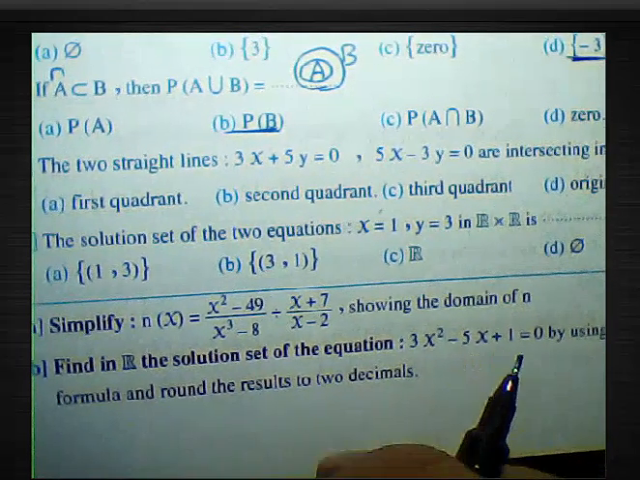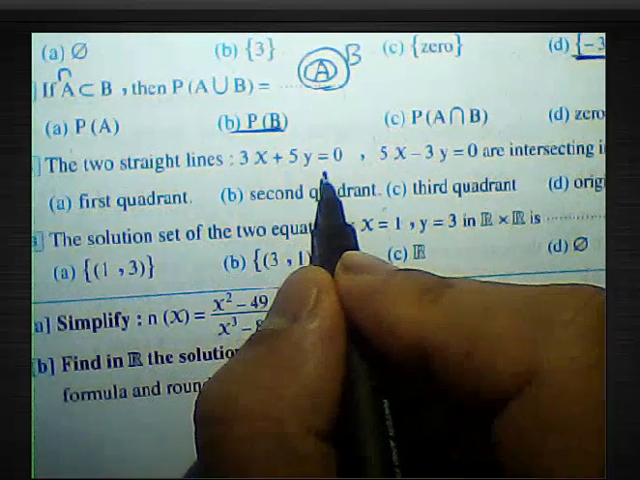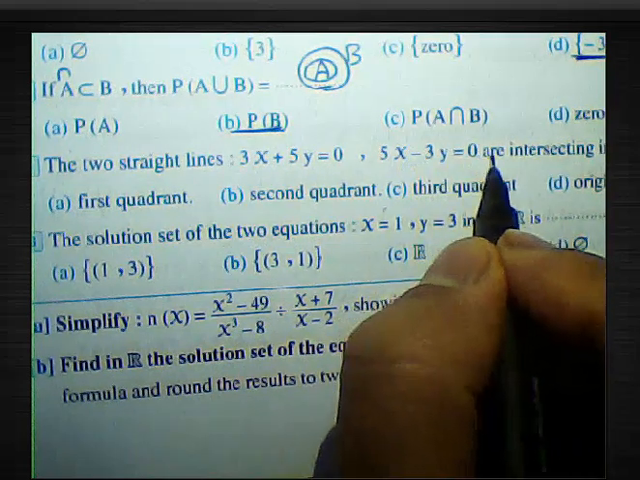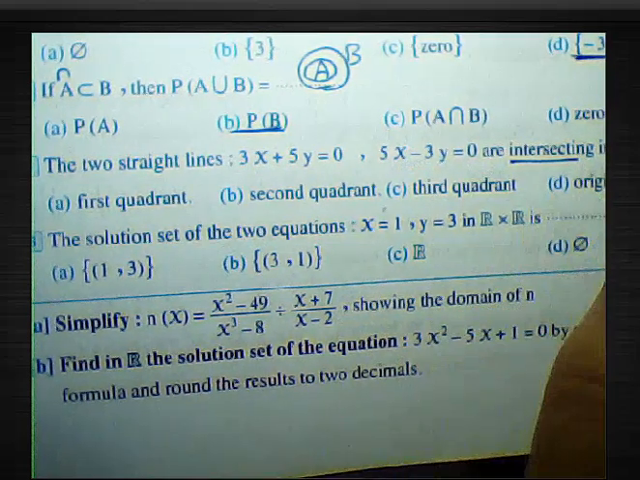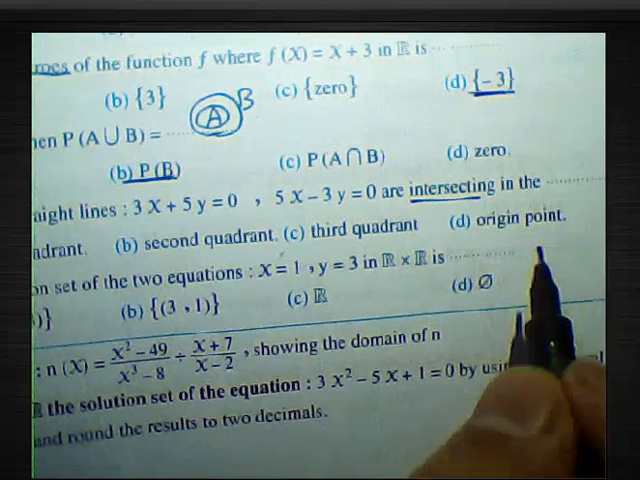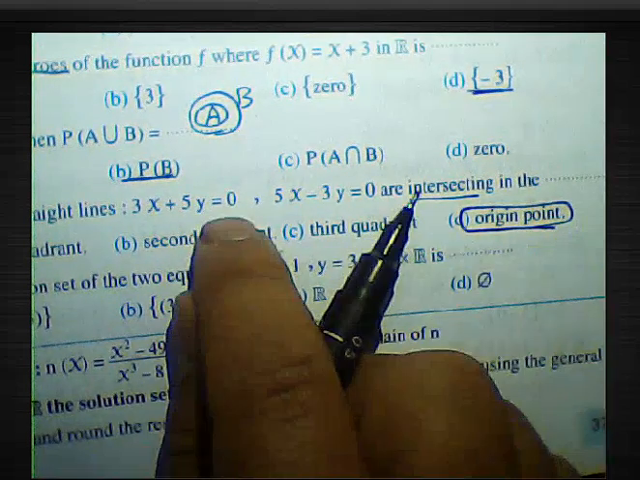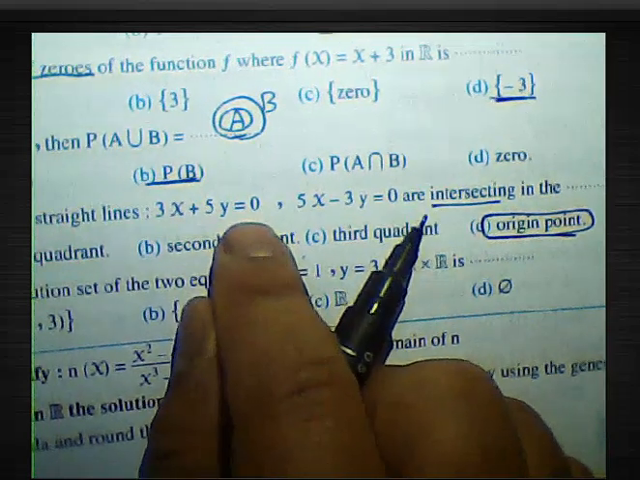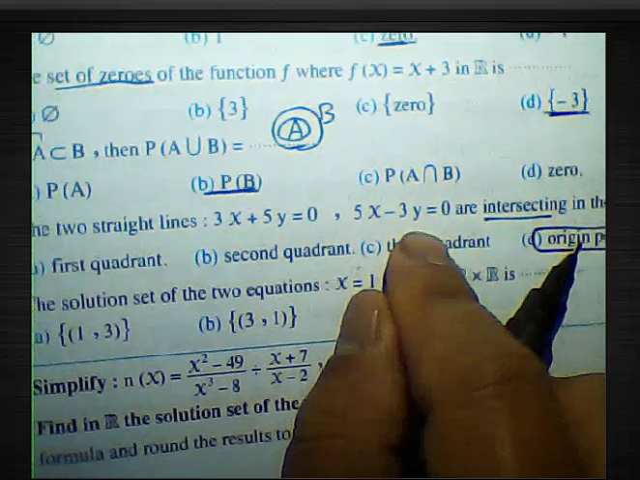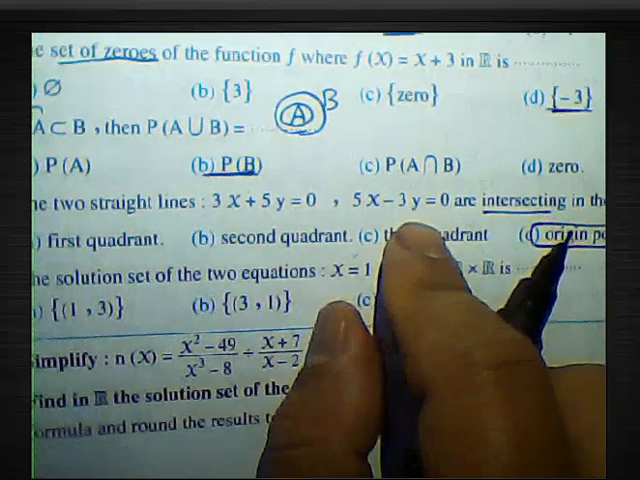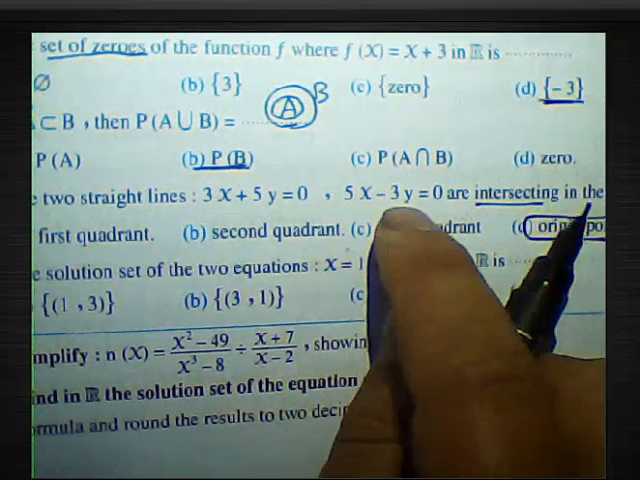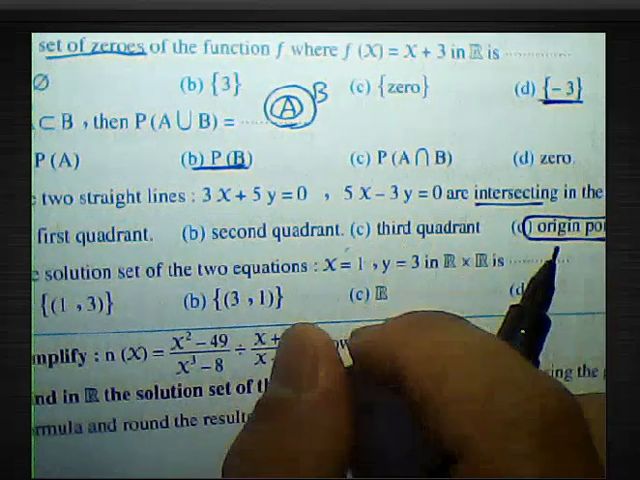The two straight lines 3x plus 5y equals 0 and 5x minus 3y equals 0 intersect at the origin point, because this straight line passes through the point (0, 0), and this straight line also passes through the point (0, 0). Okay.